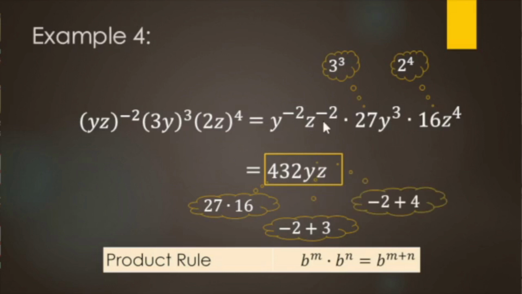Next up, the z, we have a z to the negative 2 times a z to the 4. So we're going to add the negative 2 and the 4 together, making it z to the second power.